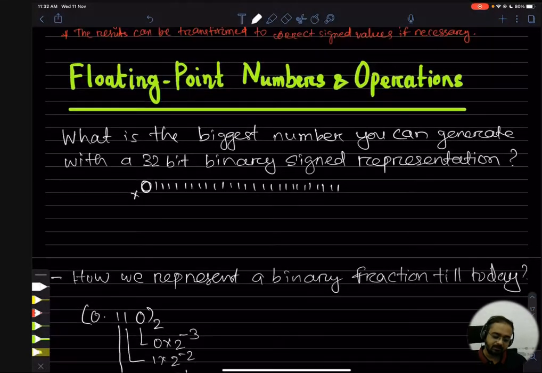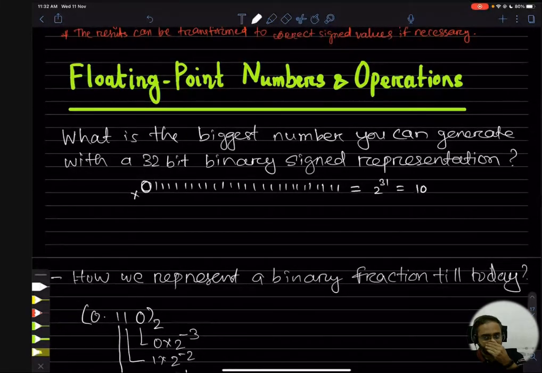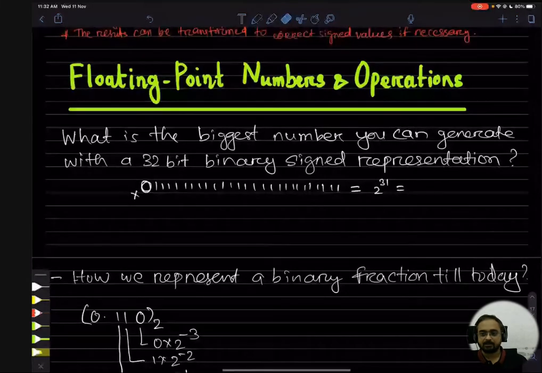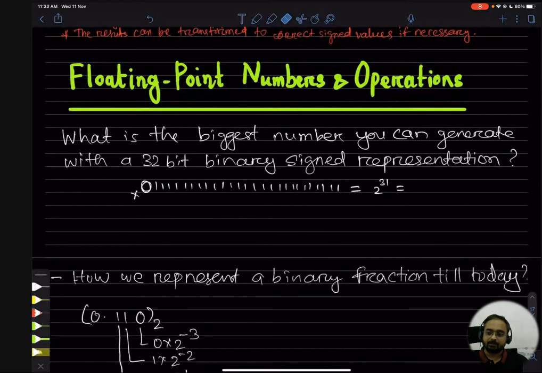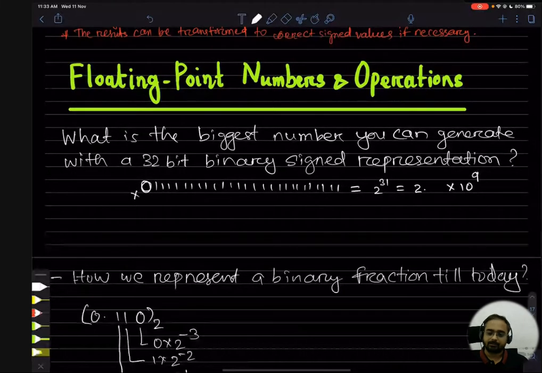So what will be the decimal equivalent of this? 2 to the power 31 is equal to 10 to the power how much? Can anybody tell me, in decimal notation, what is the biggest value we can get after doing the operation? What is the biggest value in decimal? If we convert this all 31-bit binary number into decimal, what is the result? I think 2 point something into 10 to the power 9 or something.